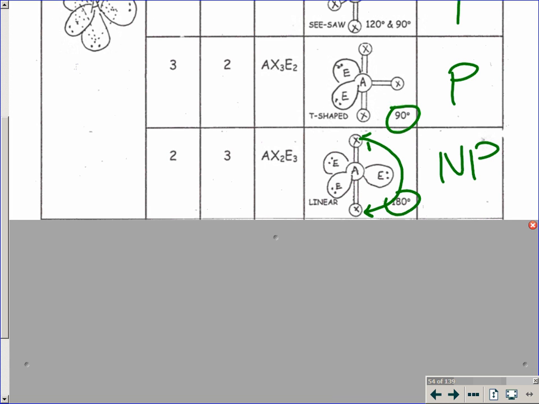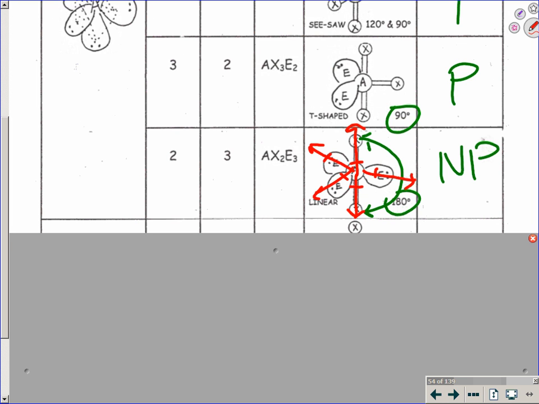If this were a polar covalent bond, A to X, it would be pointing its dipole moment up, and A to X would be pointing its dipole moment down. So what would those two dipole moments do with each other? Cancel. And then we have a lone pair out, out, and out. If I look at them equally, because they are all just a lone pair, they also cancel each other out. So in the end, we have no polar moments at all.